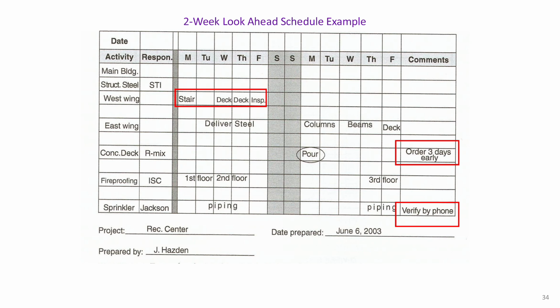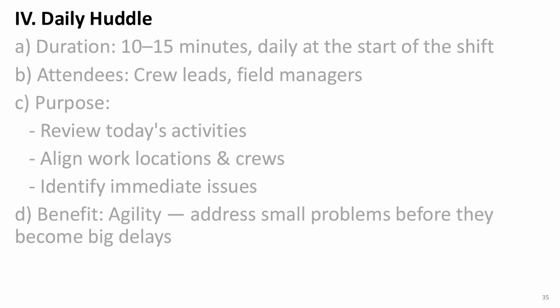This kind of info doesn't usually show up in high-level project schedules, like bar charts or PDM schedules, because those are meant for big-picture planning. The look ahead is where we zoom in and make sure we're ready to go in the short term. Finally, we hold daily huddles to further break down and coordinate the look-ahead schedule.